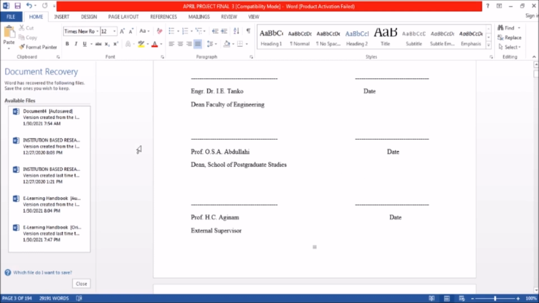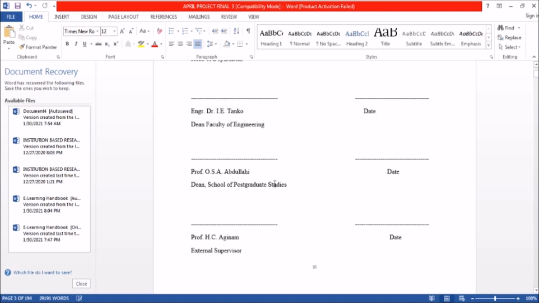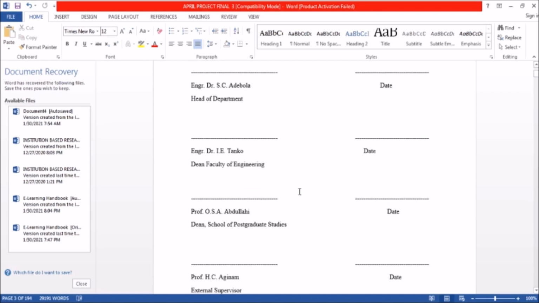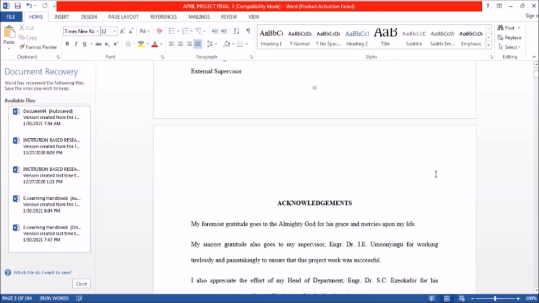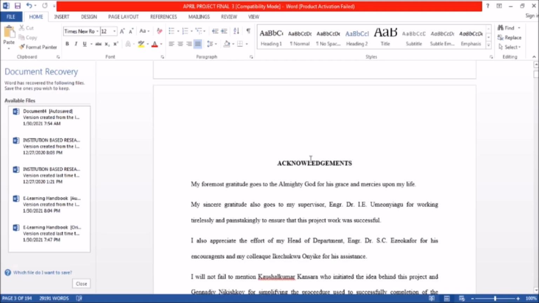But if you are an undergraduate, this section is not required or relevant, so you remove it. So the next person we look at here is Professor H.C. Agenam. This is the supervisor, so he will also append the external supervisor. You replace this name with your own external supervisor, and then he will append his signature and also enter the date of appending the signature. So that is the content, the certification page.